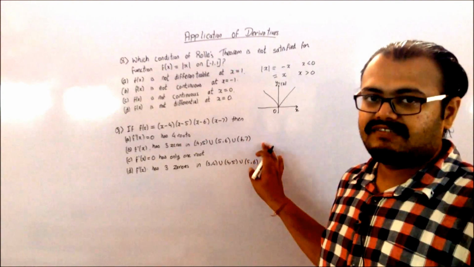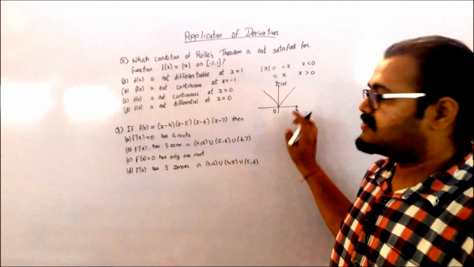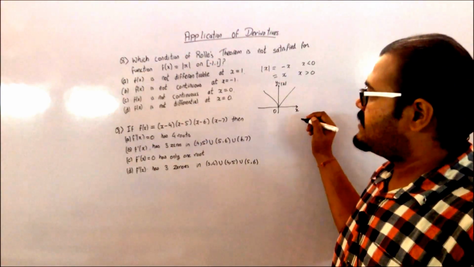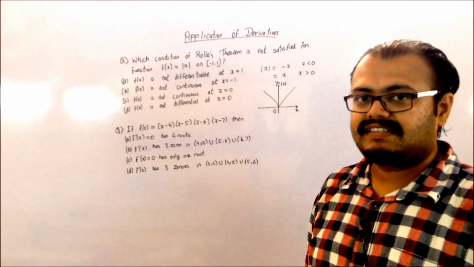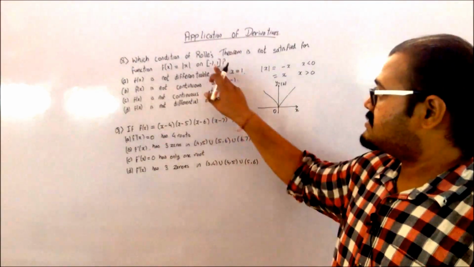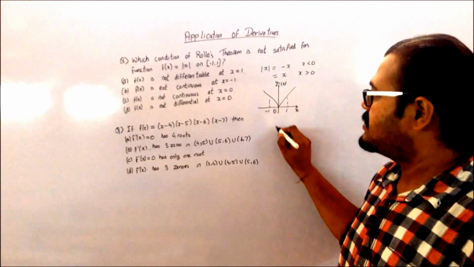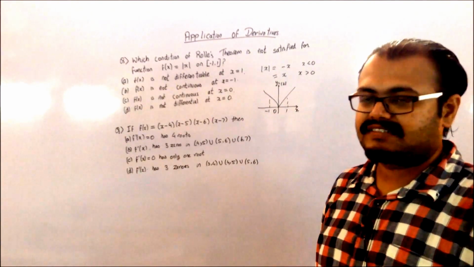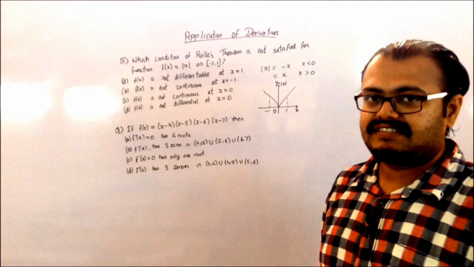If we try to draw the graph for mod x, it will look something like this, where y is represented as mod x over here and this is the value of x. Now I want to find which condition of Rolle's theorem is not satisfied. For Rolle's theorem, we require three conditions. The first condition is that it should be continuous over the specified range, so over -1 to 1. You can see that it is a smooth graph. There is no discontinuity at any point between -1 and 1. So the first condition is satisfied, which is that it is continuous.